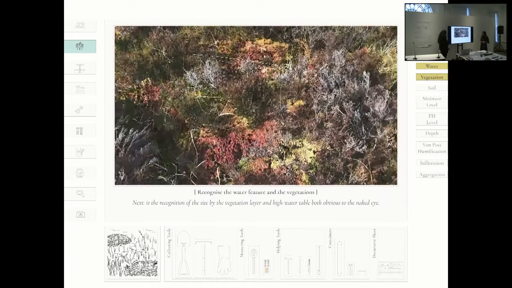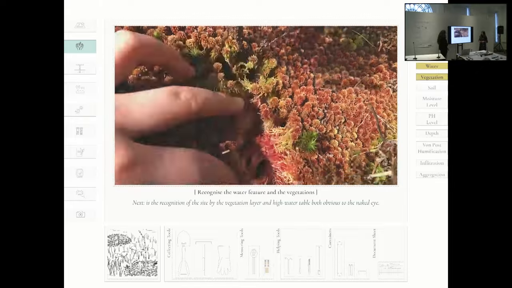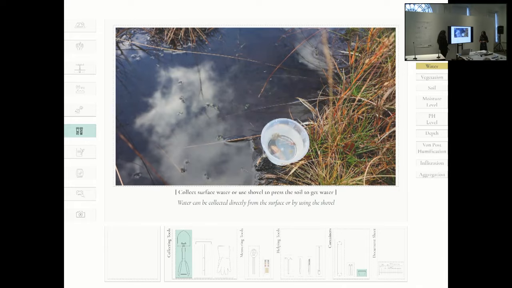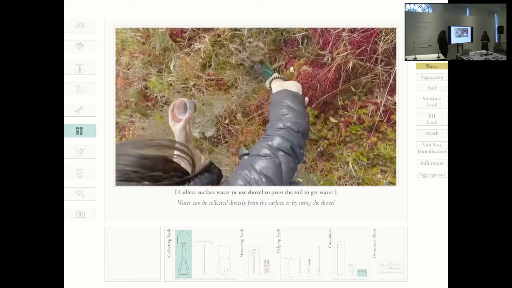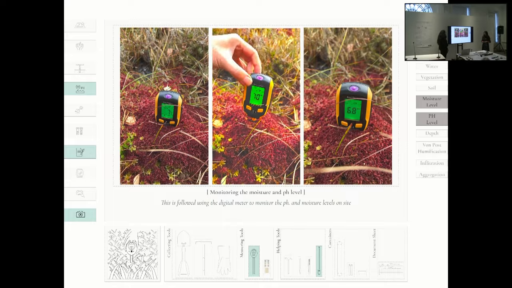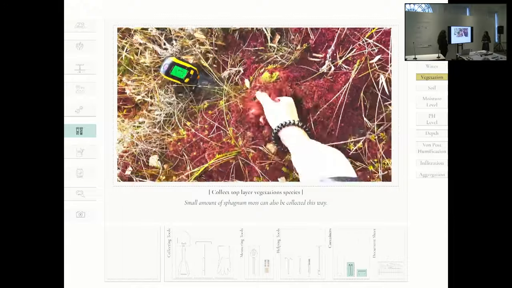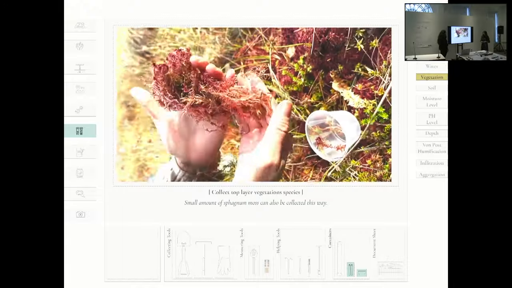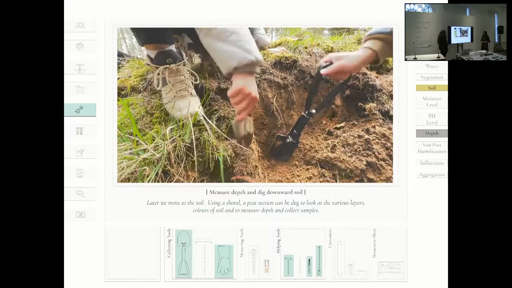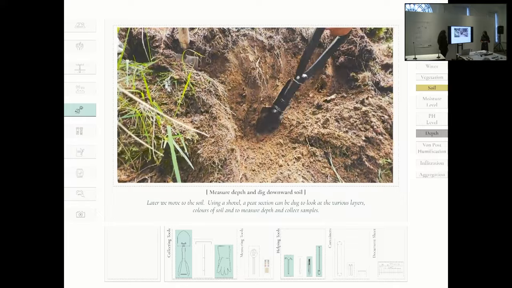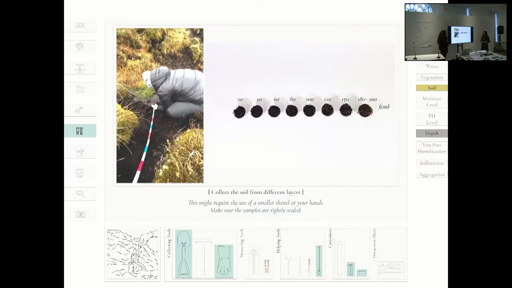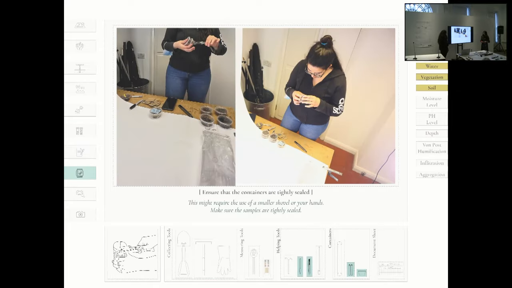Next is the recognition of the site by vegetation layer and high water table, both observable to the naked eye. Can be collected directly from the surface or by using the shovel. This is followed by using the digital meter to monitor the pH and moisture levels on site. Small amounts of sphagnum moss can also be collected this way. Later we move to the soil. Using the shovel, by examining the dungeon for the various grades, compare the soil and measure depths and collect samples. This might require the use of a smaller shovel or your hands. Make sure the samples are tightly sealed.